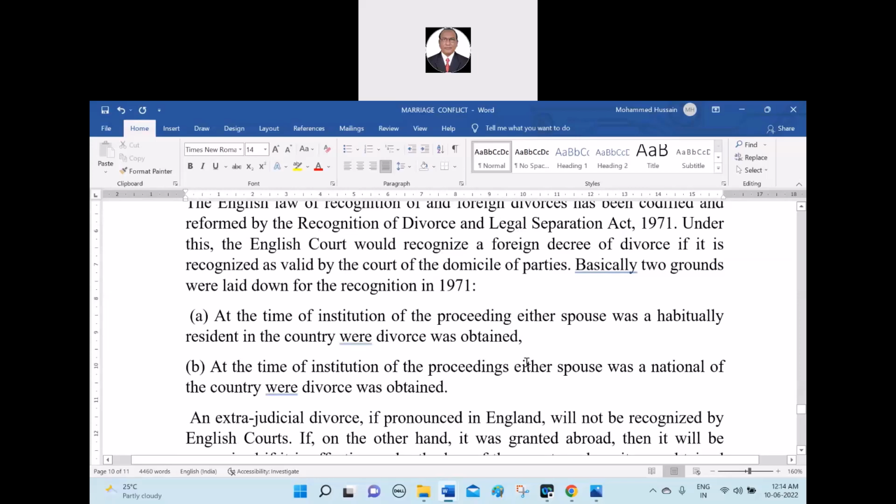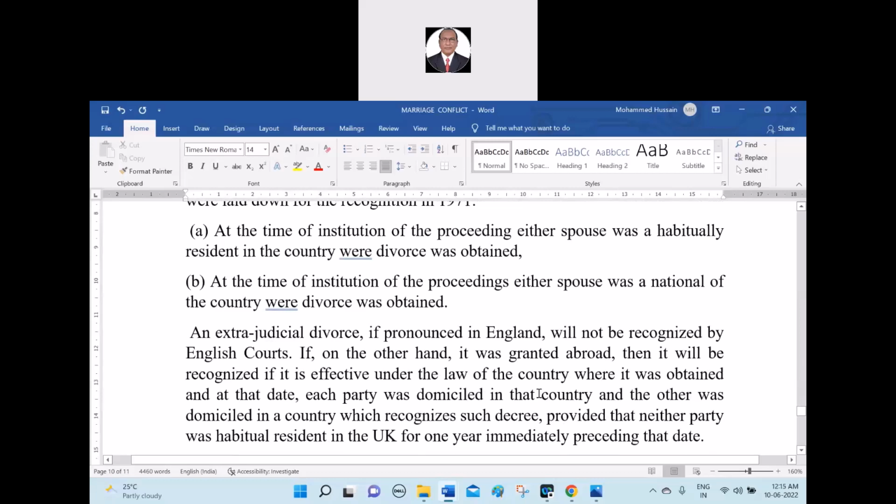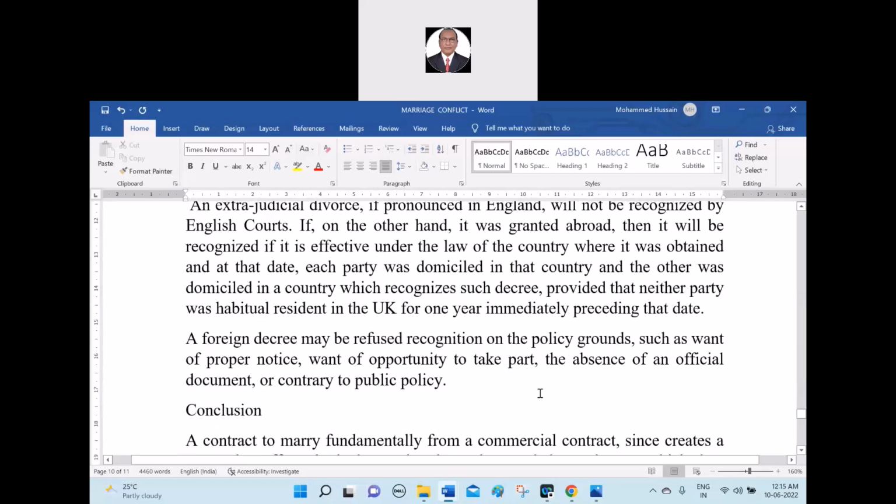At the time of the institution of the proceedings, either spouse was a national of the country where the divorce was obtained. Yes, this is one of the conditions. And let us see, a foreign decree may be refused recognition on policy grounds. I told you, if a foreign decree is against the policy ground of a country, they can reject it. Such as want of proper notice, want of opportunity to take part, or absence of an official document, which are contrary to public policy. It cannot be considered, whether it is a divorce or any other judgment.